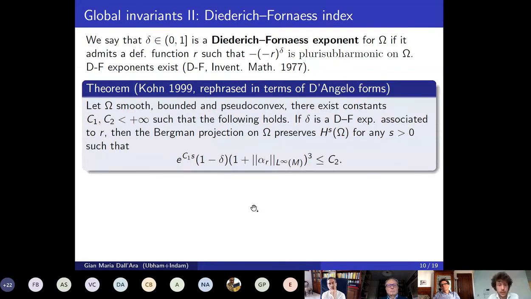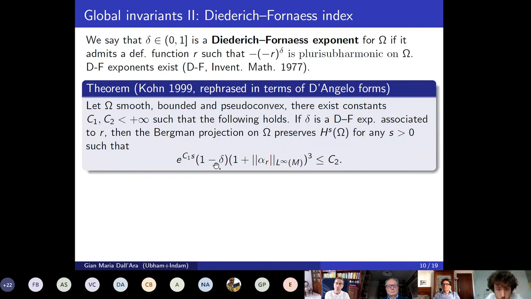So let's look at this inequality. This inequality has 3 terms. There is an absolute constant C2 on the right-hand side. On the left-hand side, you have the product of 3 terms. The first is the exponential of C1 s. So if you want to make s as large as possible, you want to be allowed to make this number very large. So you want the product of the other 2 terms to be arbitrarily small. And the product of these 2 terms is 1 minus delta, 1 minus the Diederich-Fornaess exponent, and a power of 1 plus the L infinity norm of the D'Angelo form associated to the defining function r. Here delta and r are related because delta is the positive exponent with the property that minus r to the delta is plurisubharmonic.